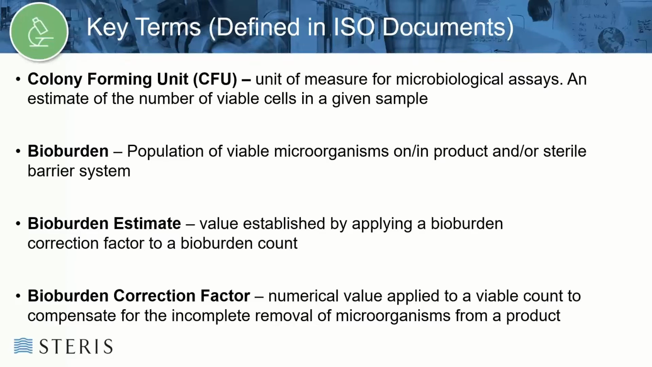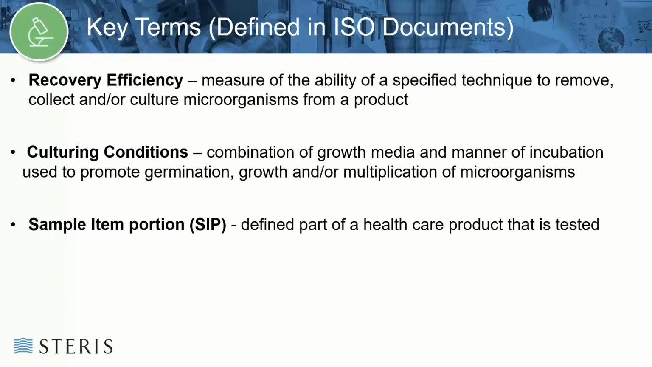Bioburden is the population of viable microorganisms on or in a product and/or sterile barrier system. Our bioburden estimate is the value established after applying a correction factor to the bioburden count. And our bioburden correction factor is the numerical value applied to a viable count to compensate for the incomplete removal of microorganisms from a product. Recovery efficiency is the measure of the ability of a specified technique to remove, collect, and/or culture microorganisms from a product. This is a percentage and is the inverse of the correction factor.